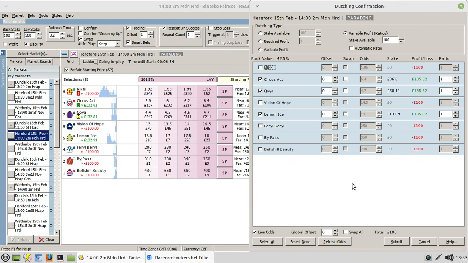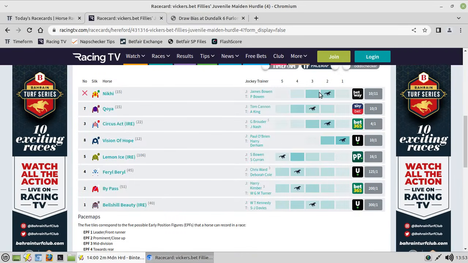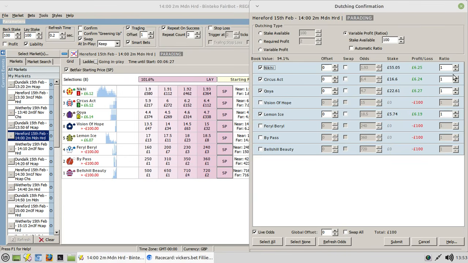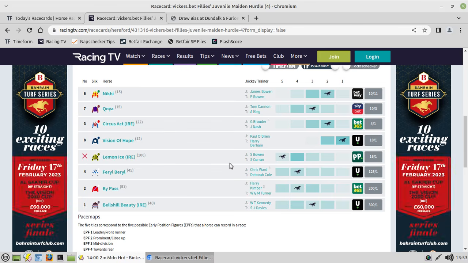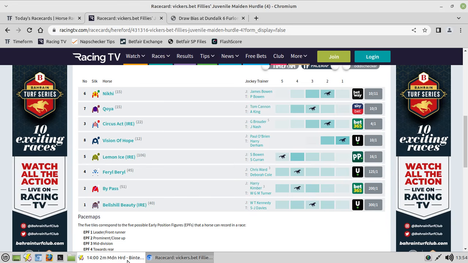Let me see. Yeah, even if we selected Nikkei and set that to 0, you're still going to get a very poor return. So it's not a viable race from that point of view, certainly from a trading point of view, if you were to include Nikkei. Right, this is a non-race for me.